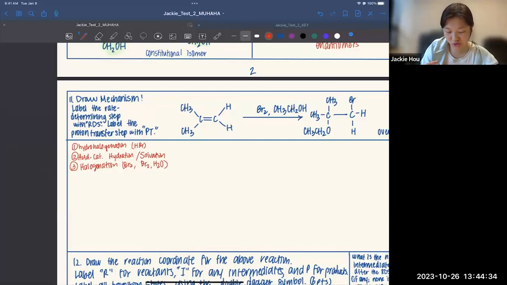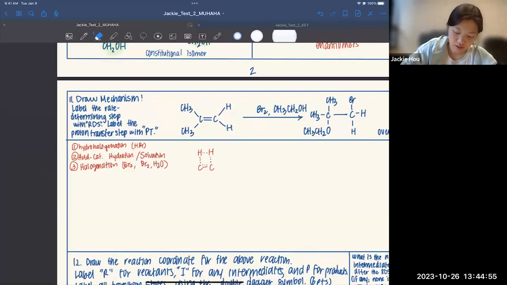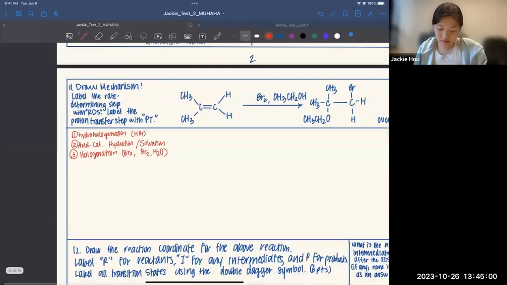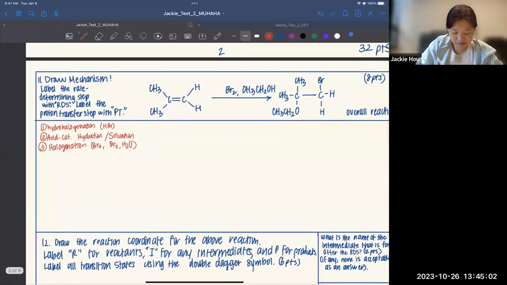So you might need to draw the transition state maybe for hydrogenation, where it's something like this, where you form this little square, right? So you might have to draw something like that, and it's very similar for hydrogenation and oxidation, but no mechanism for those. Okay, so let's draw the mechanism.